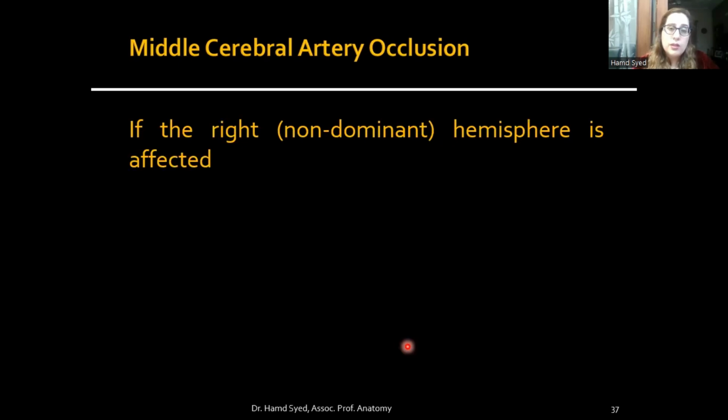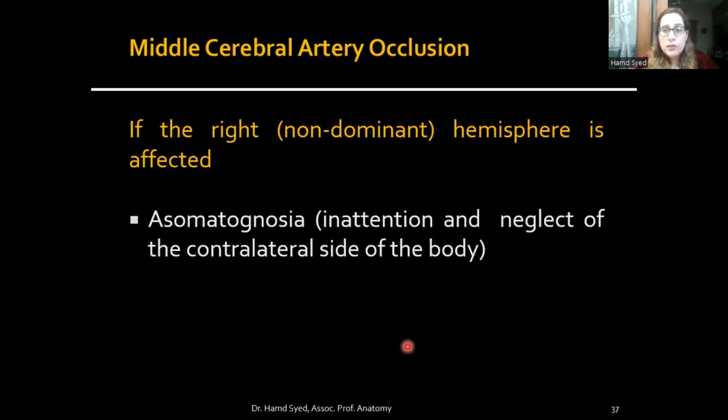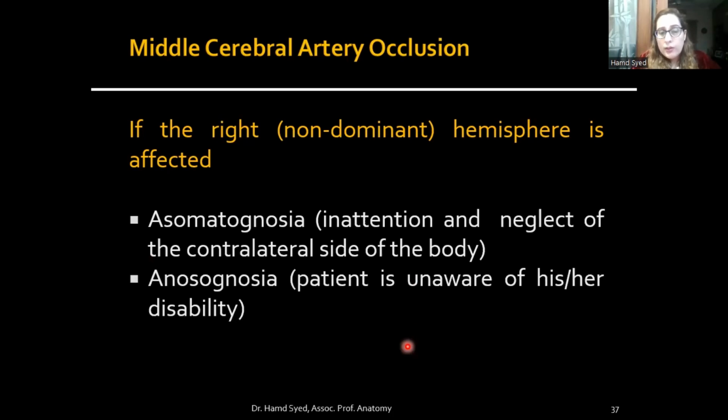Now, what happens if the middle cerebral artery occlusion has affected the right or non-dominant hemisphere? Well, then the specific symptoms which can occur are asomatognosia, which is an inattention and neglect of the opposite side of the body. So the somatosensory or the visual world, which is on the opposite side of the body, is going to be neglected by the patient. Anosognosia, a condition in which the patient simply is unaware of their own disability, and there might also be spatial perception defects. So these are the different conditions which result in case of the involvement of the non-dominant, that is the right hemisphere.